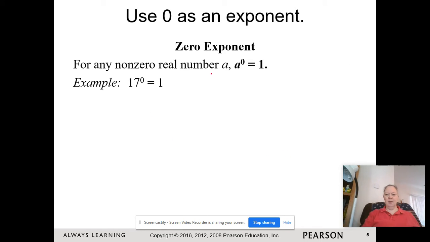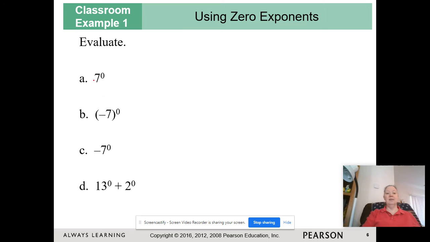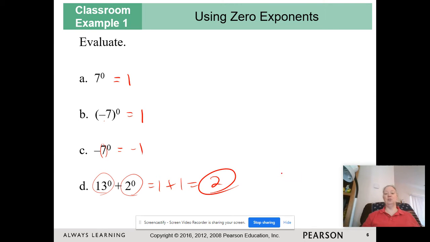Anything to the 0 power is equal to 1. 17 to the 0 power is equal to 1. 7 to the 0 power is equal to 1. The quantity of -7 raised to the 0 power is equal to 1. This is not the same thing as part b. This is saying take 7 to the 0 power and then make it negative. This one's -1. Final answer is 2. Anything to the 0 power is equal to 1. Got to be careful with that negative in front, though.